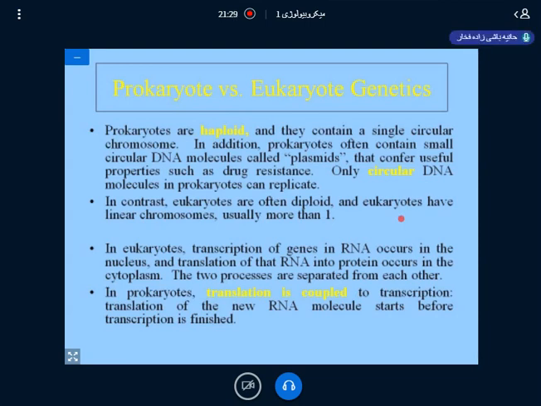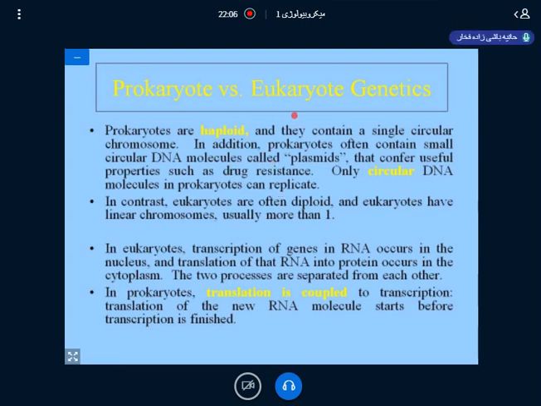So prokaryotes are haploid and they contain one single circular chromosome. And prokaryotes often contain a small circular DNA molecule called plasmid. Prokaryotes replicate. Okay, it is right.